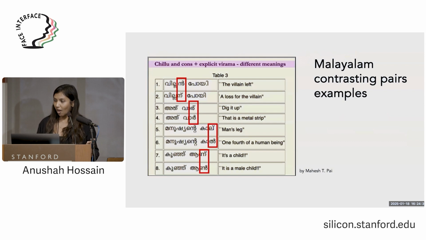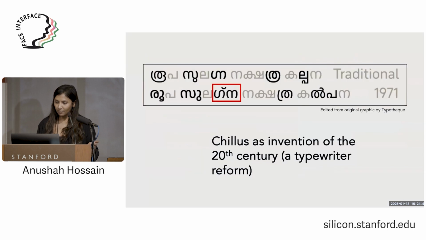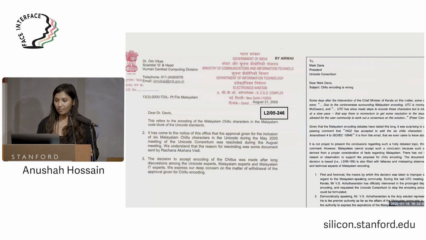Some advocated strongly for unique chillu code points, showing misspelling arguments similar to what the Bangla experts did. But others pushed back, saying chillus were a recent invention of the 20th century, a type of typewriter reform, and should, in a sense, be turned back. Unicode found itself in the middle of regional script politics as state and national level government officials took different sides in this debate. I don't think Mark Davis is here today, but he got a lot of mail during this period.